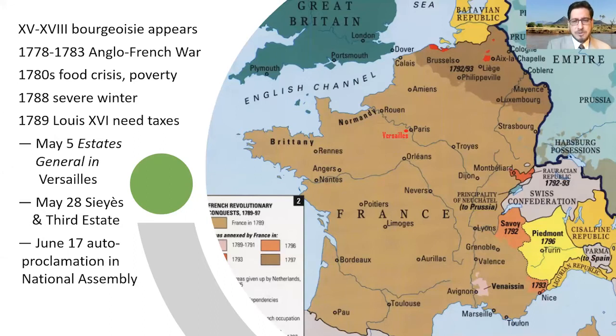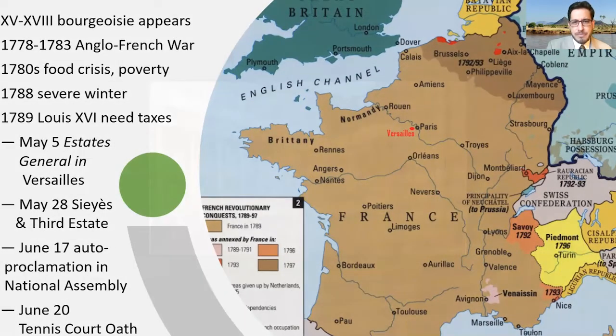We will see with more detail in the next slides. In January 1789 there was an autoproclamation of the third estate as the National Assembly, and we will see. And then soon, well, the Tennis Court Oath.